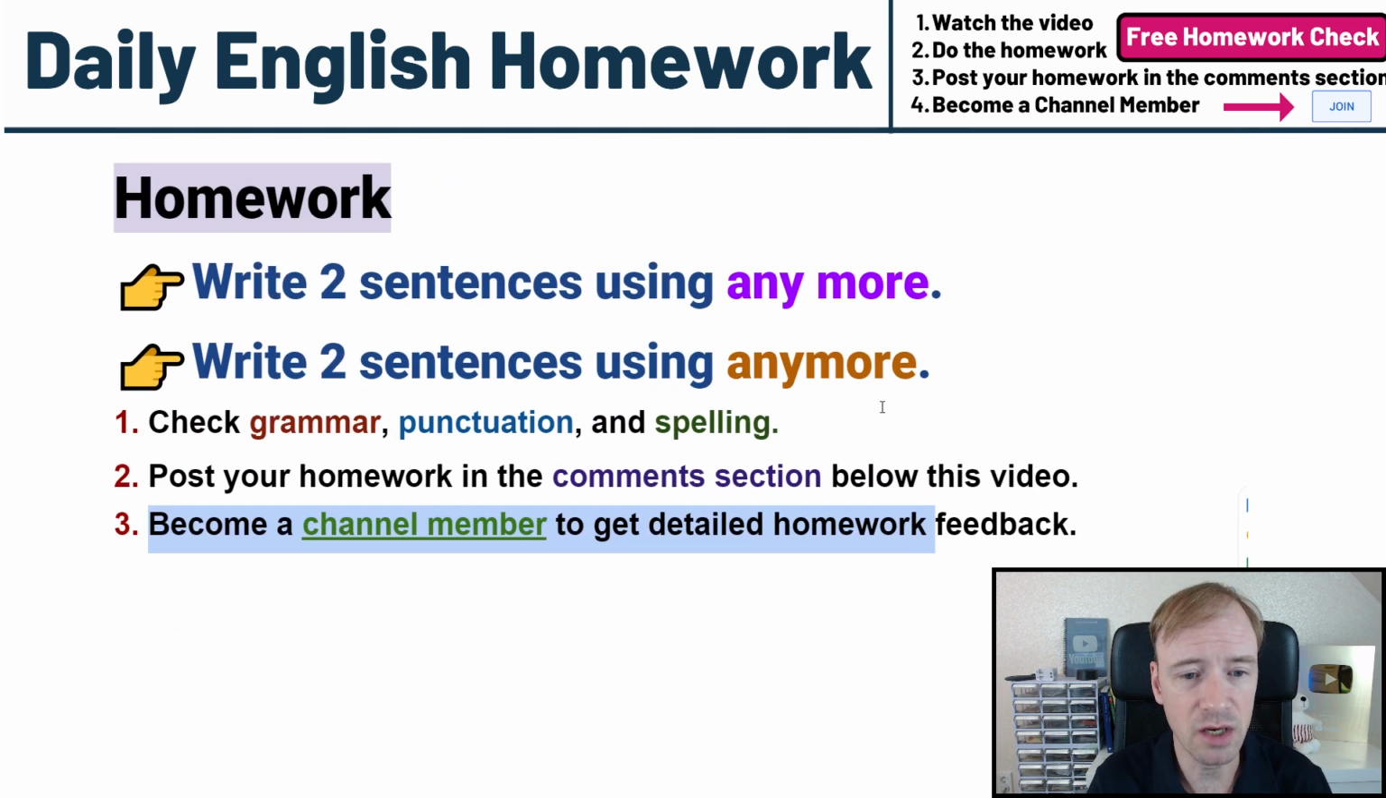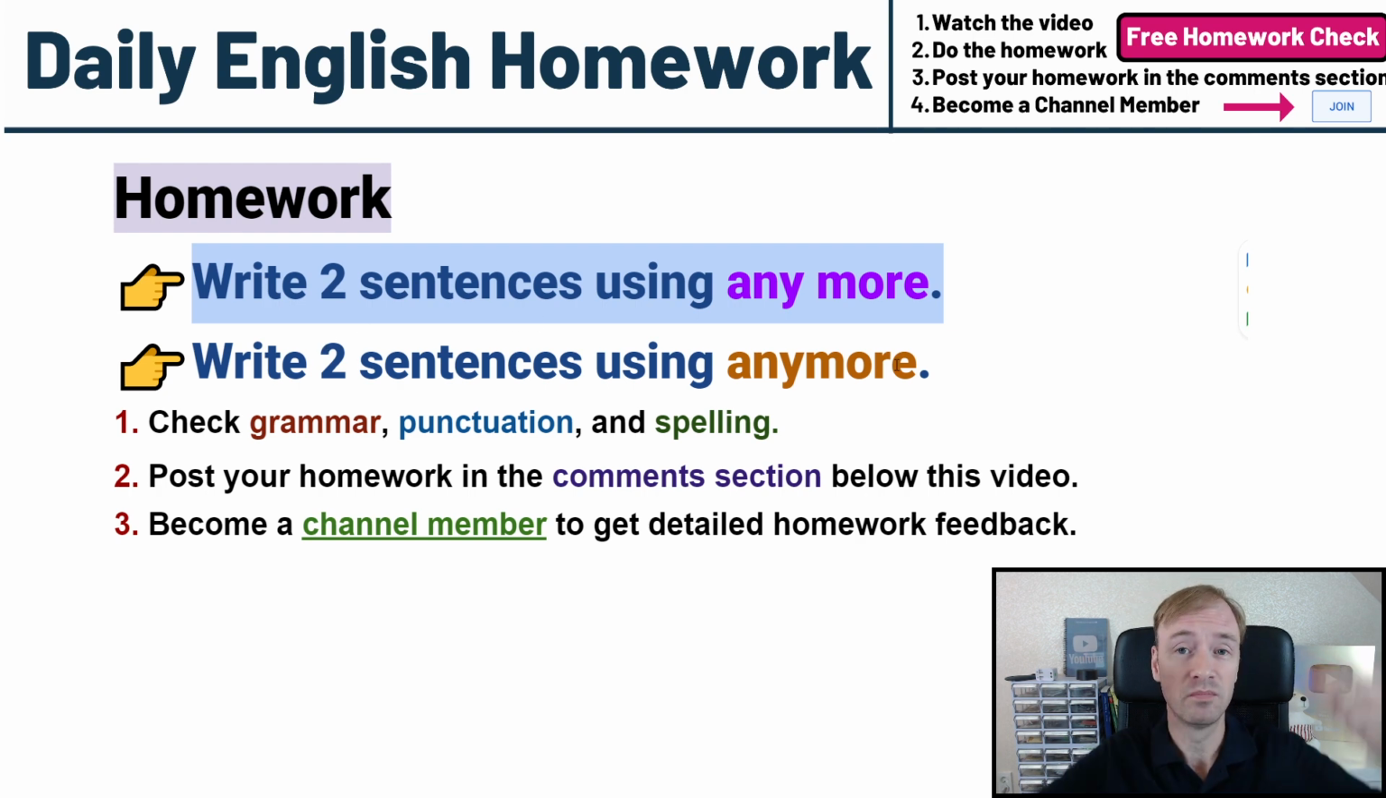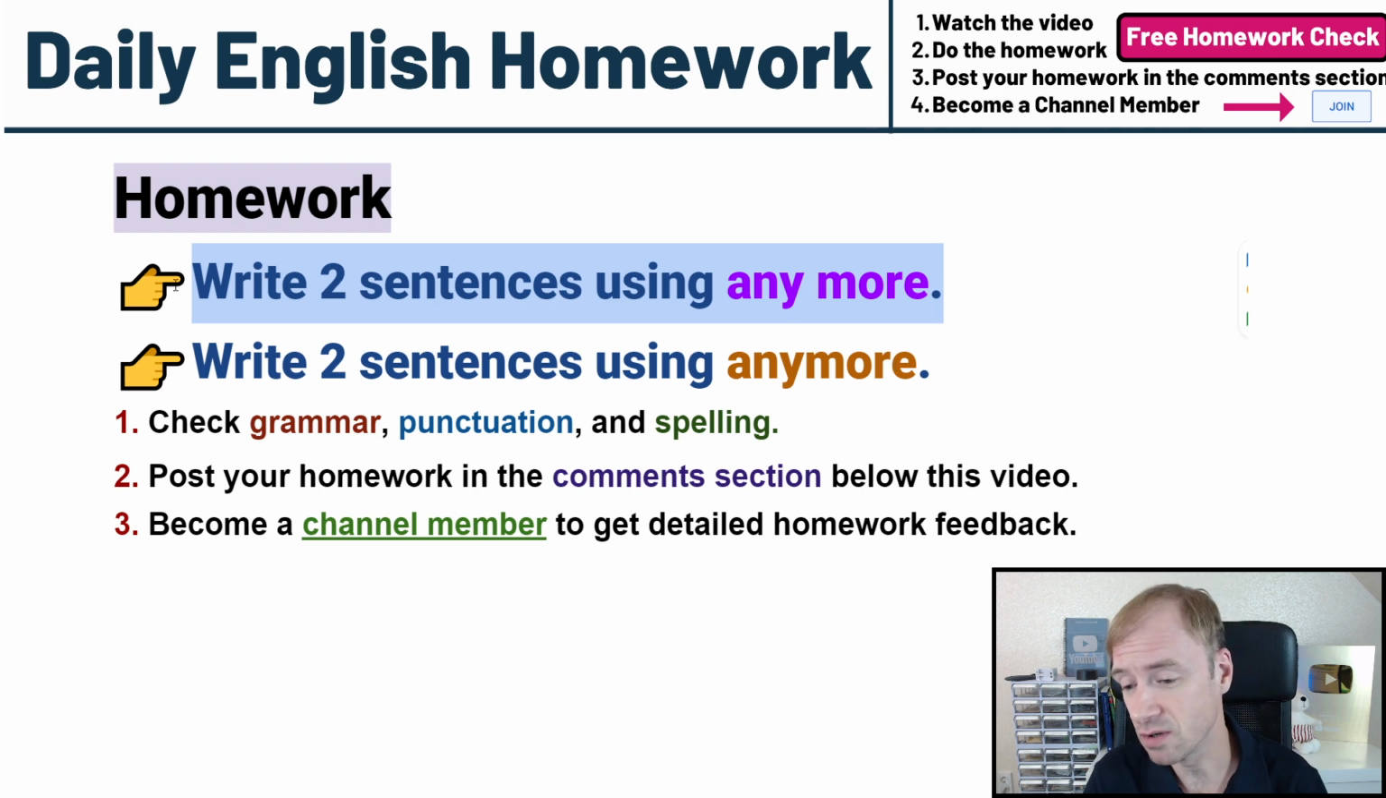So again, your homework, you have to write two sentences using any more as two words, and you have to write two sentences using anymore as one word. Post it below. I will check it. So that's the lesson. Please do your homework.